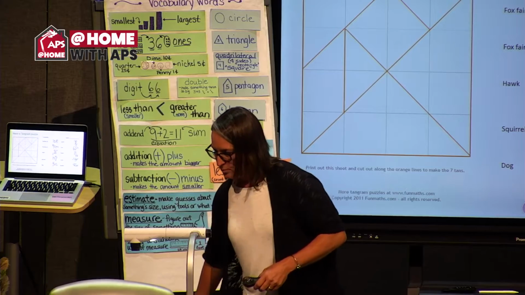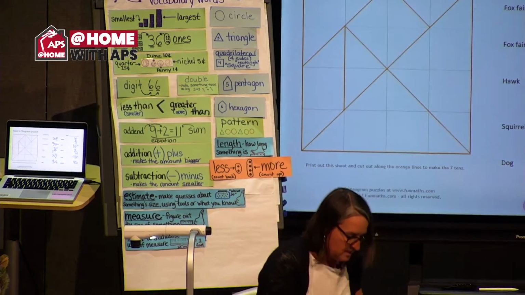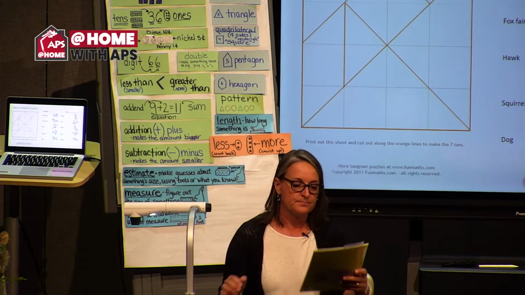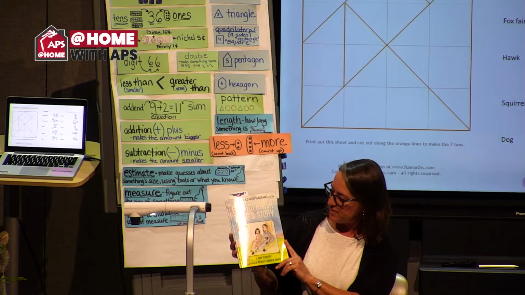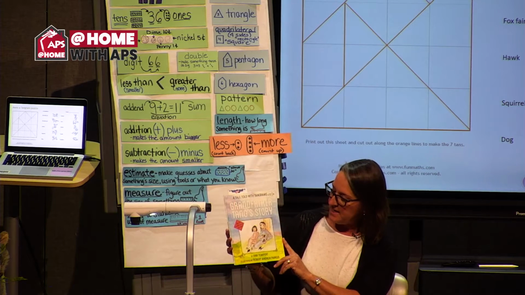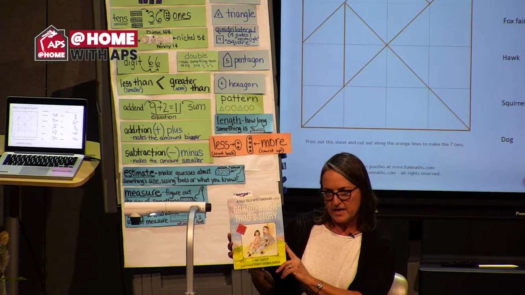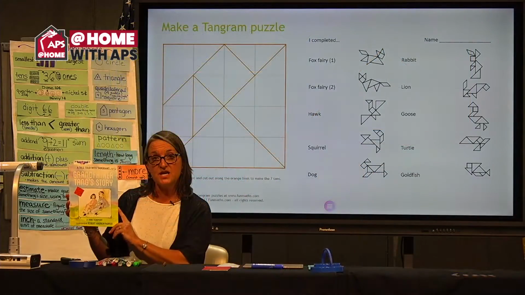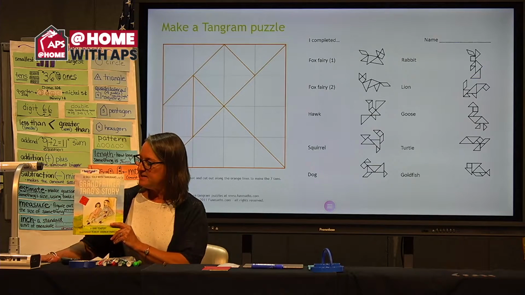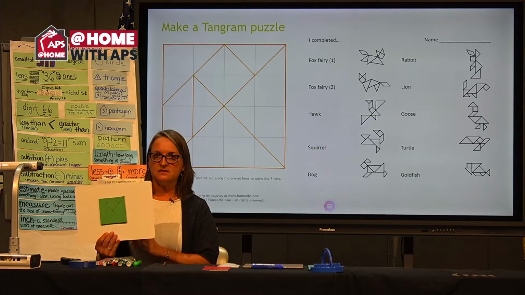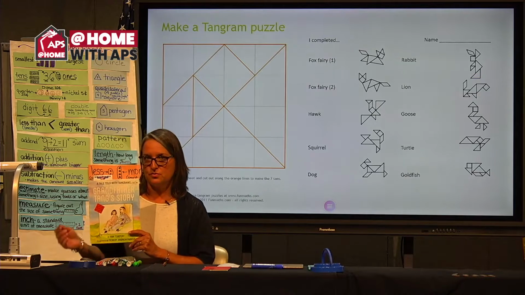So I just want to kind of recall the story in case some of us watching were not together yesterday. So this story is Grandfather Tang's story. It's by Ann Tompert, and it's illustrated by Robert Andrew Parker. It's a special story, one, because it's based on a Chinese folk tale, and two, because the special puzzle called a tangram is used to help to tell the story.